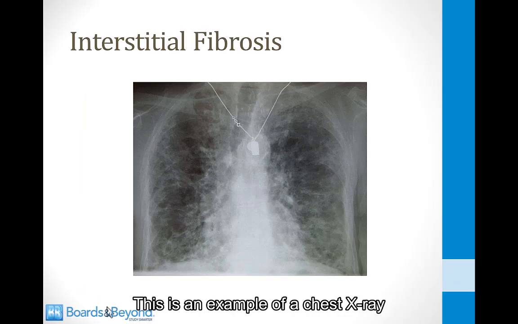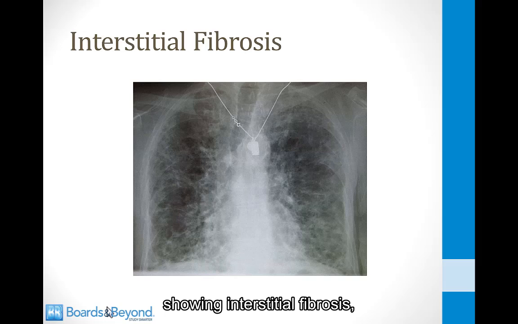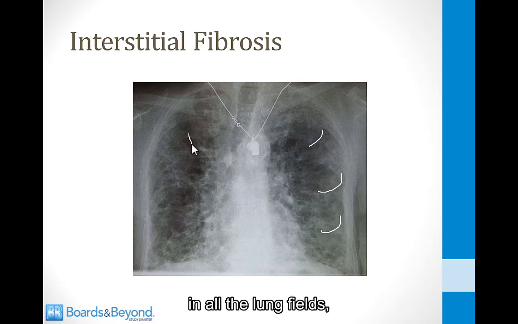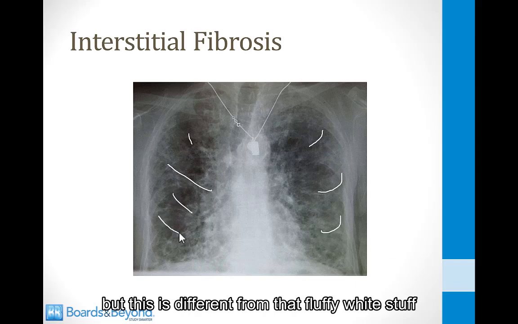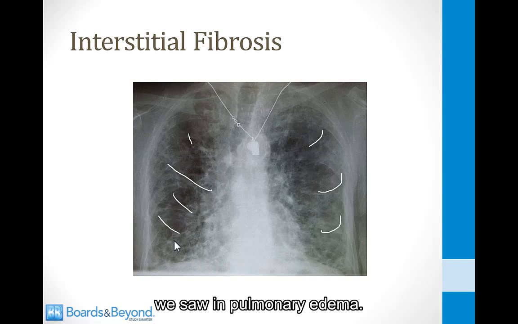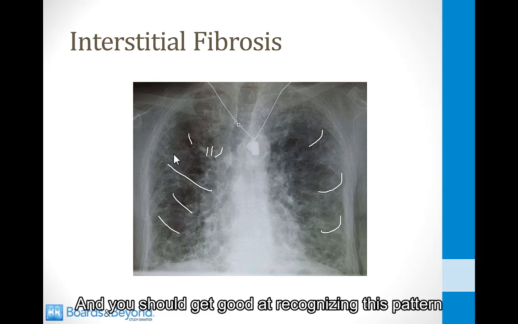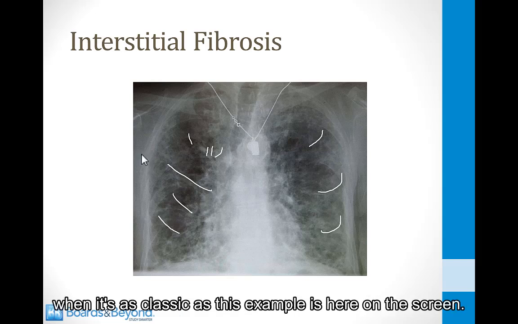This is an example of a chest X-ray showing interstitial fibrosis. And so what you see here is diffuse white stuff in all the lung fields, but this is different from that fluffy white stuff we saw in pulmonary edema. This white stuff has spaces between it. It's described as honeycombing. And that's what you see in patients who have pulmonary fibrosis. And you should get good at recognizing this pattern when it's as classic as this example is here on the screen.